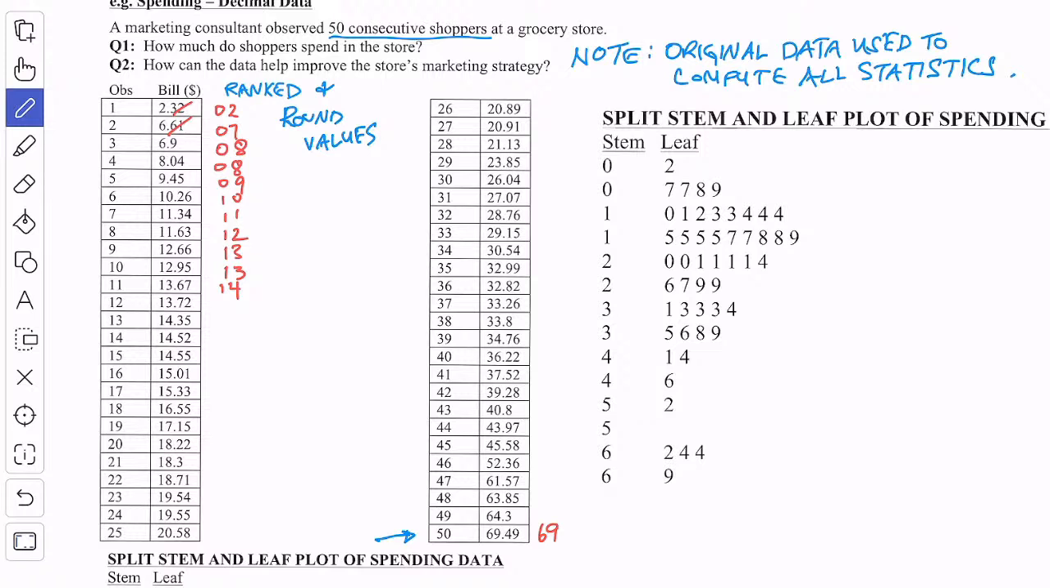Okay, so the question is, why am I using a split in the stem? So we'll talk about the split. Here I tell you split. Split means to make your intervals finer than just using 10-value intervals.